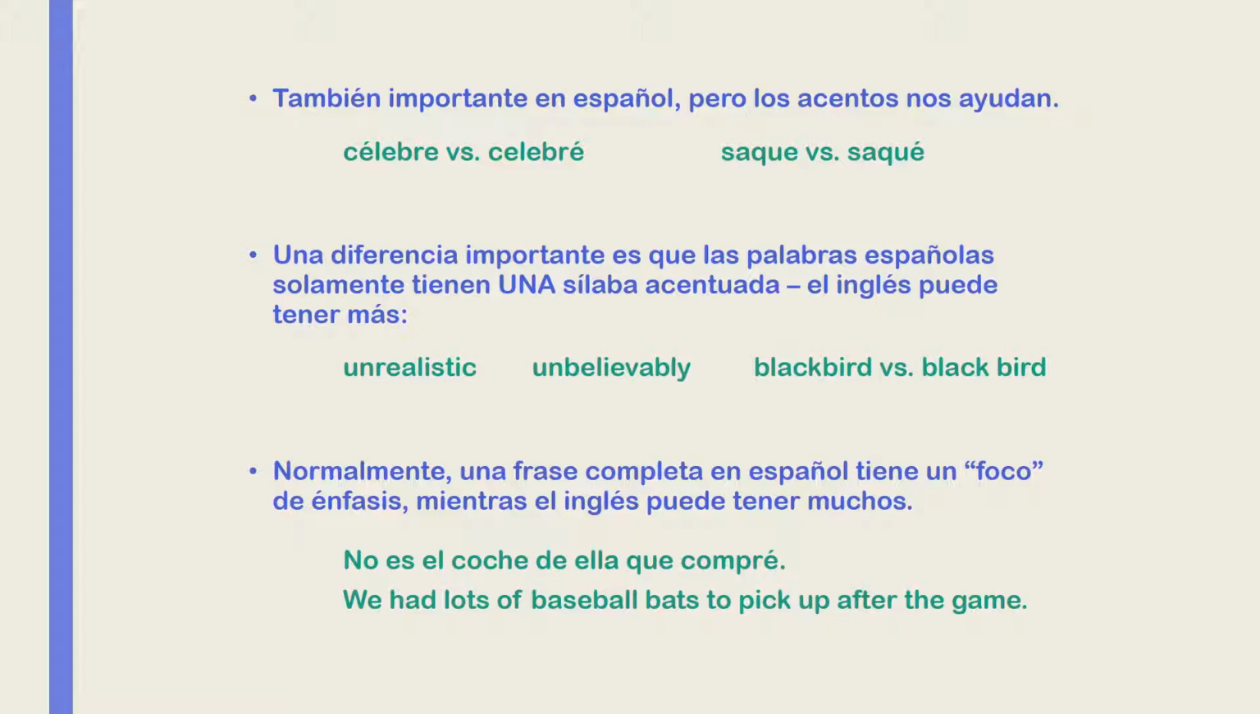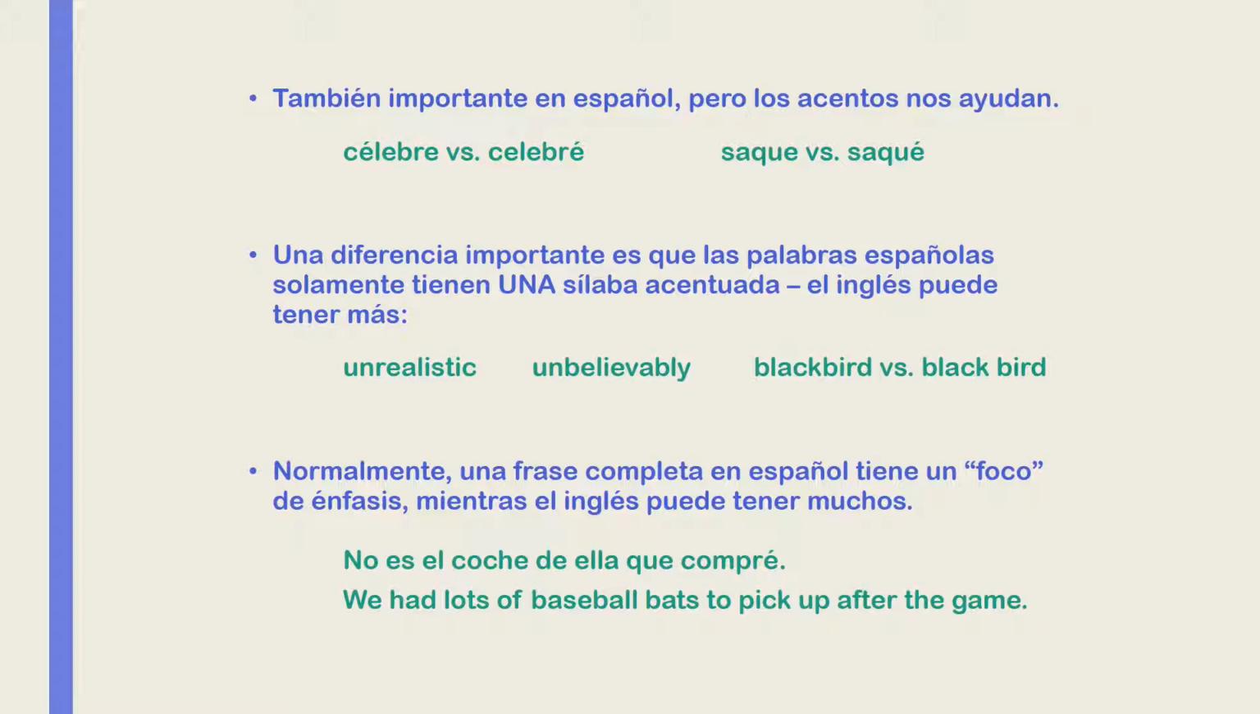Someone says, hey, you bought that car of hers. And you say, no es el coche de ella que compré. And then you can imagine after that would be, it's the car that I borrowed, not the car that I bought. No es el coche de ella que compré. So you make the decision which word gets emphasized. That depends on what you're trying to say in the sentence.